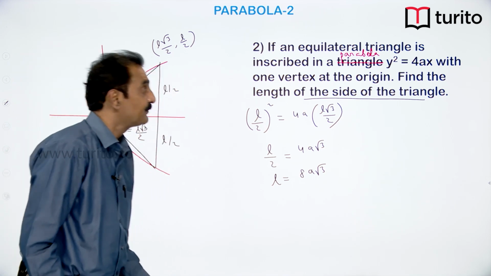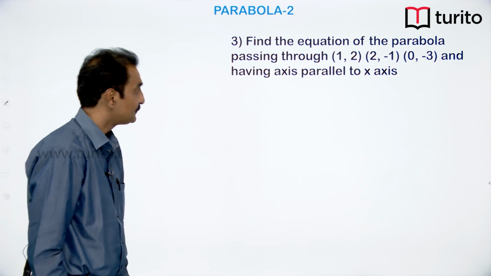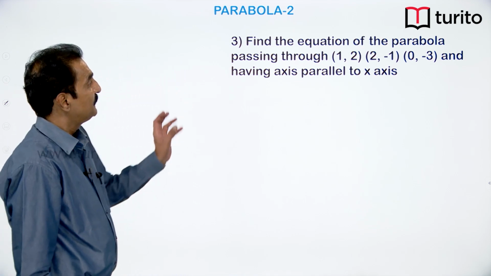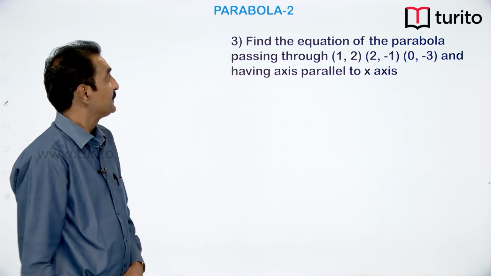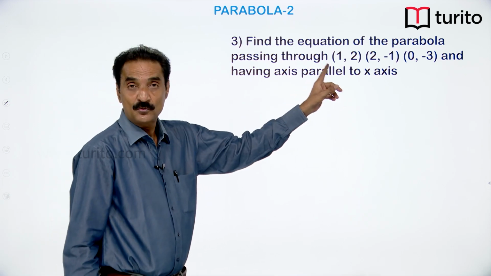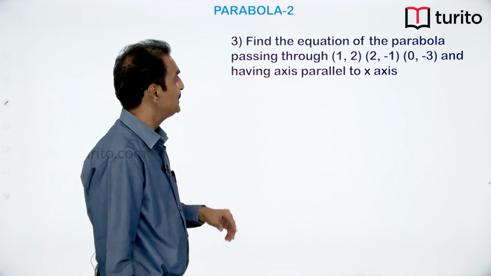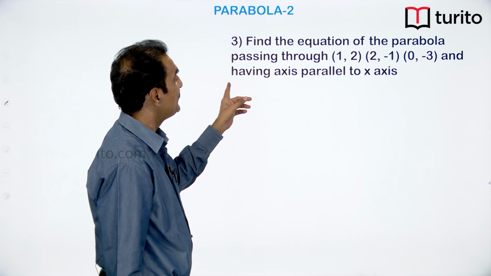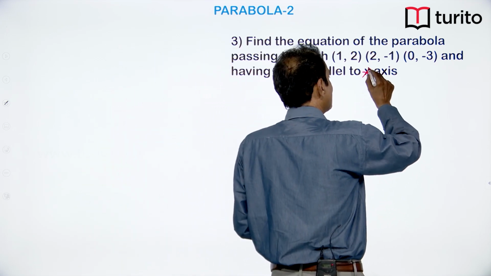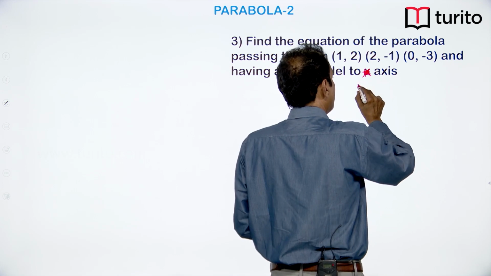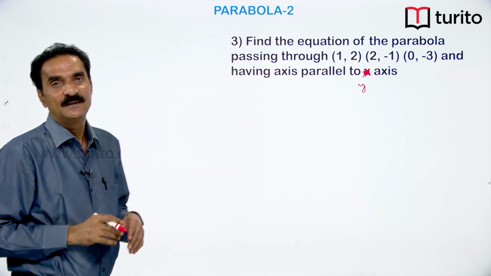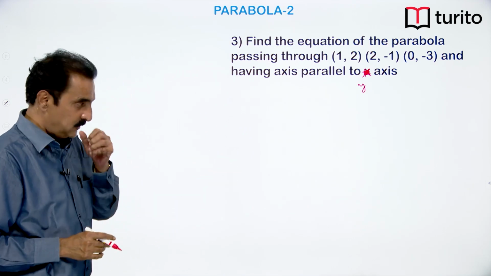Next question. Find the equation of the parabola passing through the points (1, 2), (2, -1), (0, -3) and having axis parallel to the y axis. We can take x axis also, no problem, but I am taking y axis.